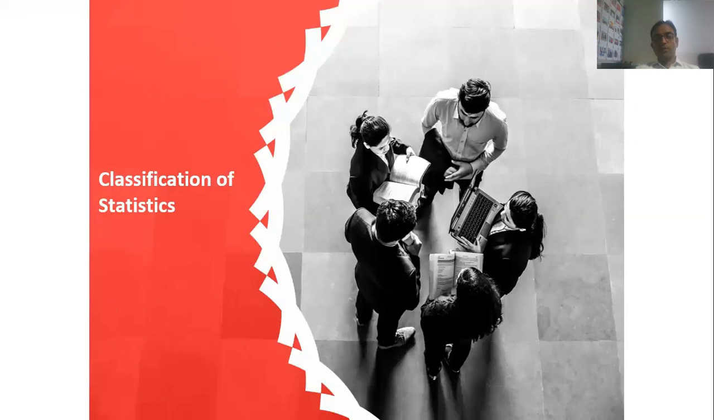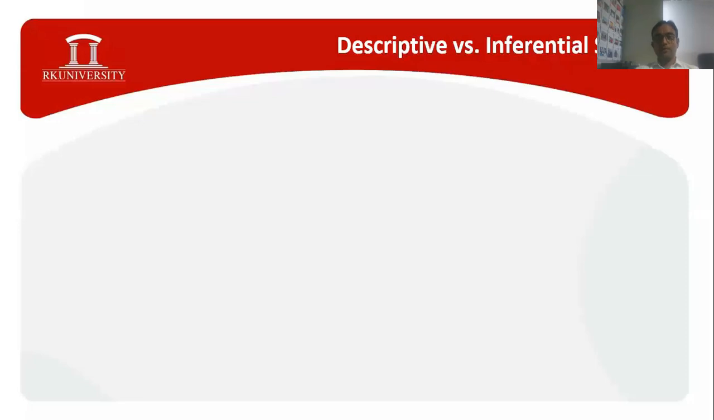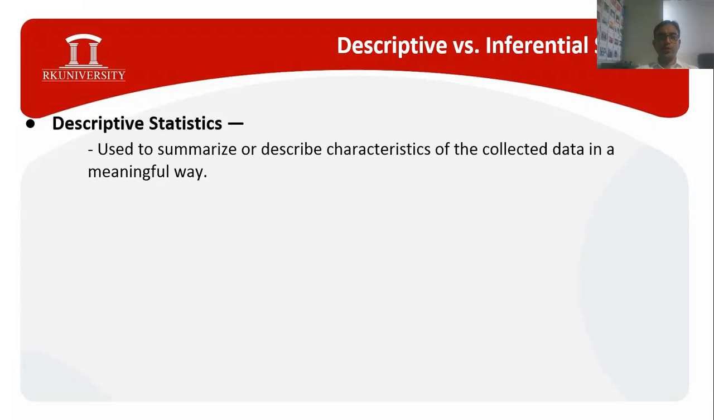So if we talk about statistics, then we can broadly classify statistics into two parts. One is called descriptive statistics, and second is called inferential statistics. So what do we mean by descriptive statistics? Descriptive statistics are generally used to summarize or describe the characteristics of the data which you have collected and present it in some meaningful way.